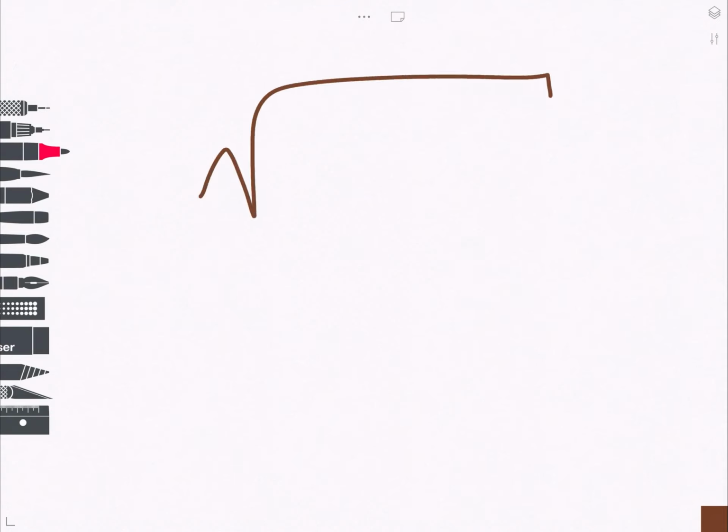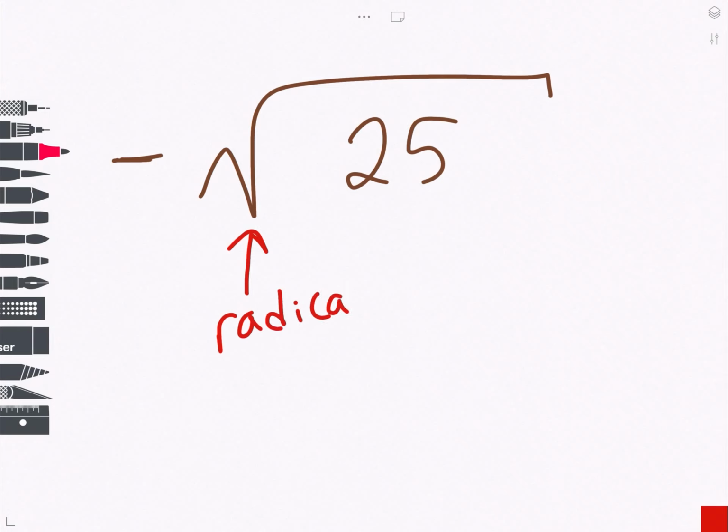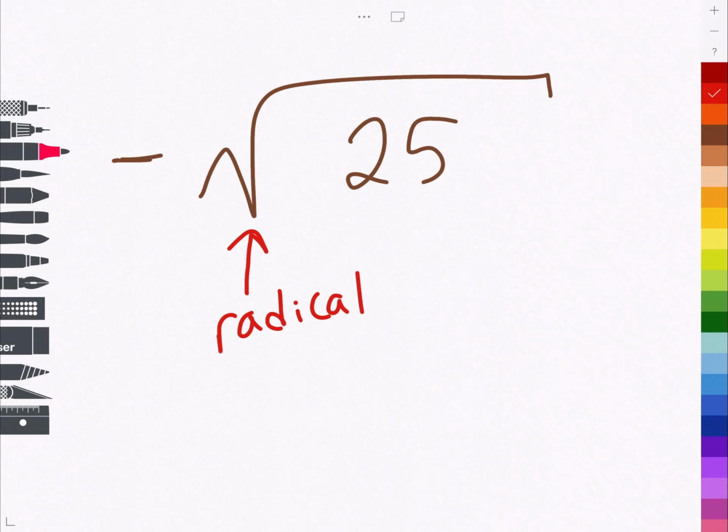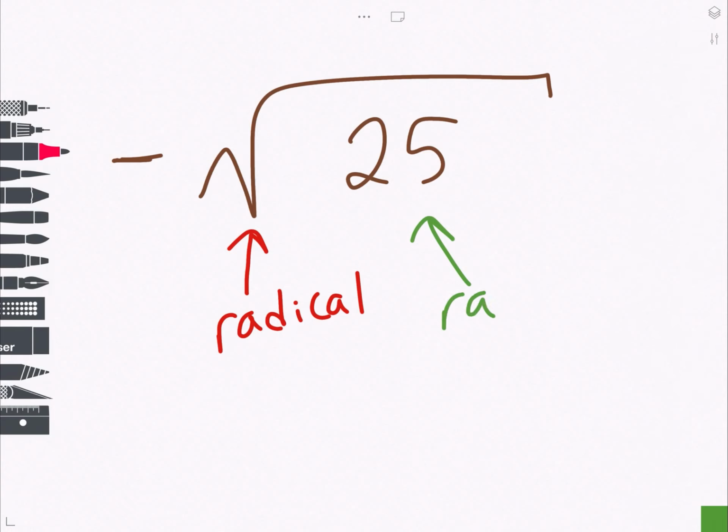Okay, so kind of along with that, we're going to talk about some terms for parts of these roots. So let's take that negative square root of 25 again. That symbol there, that root symbol, is called a radical. So you'll also hear these called radicals. Radicals and roots are kind of the same thing. So the radical is the name of the symbol. The stuff underneath the radical, that 25 in this case, is called the radicand. That's what you're taking the root of.